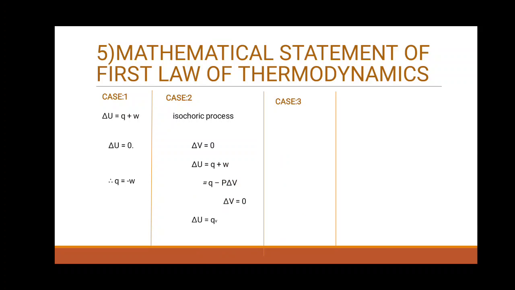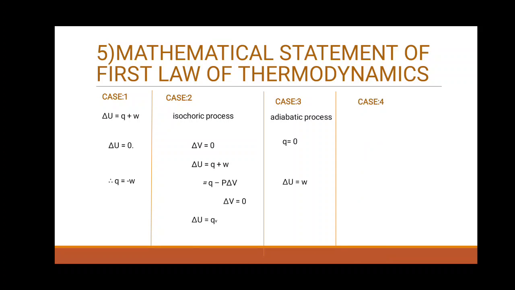Next, case 3. In case 3, adiabatic process. Adiabatic process means what? Q equal to 0. Now, after substitution in the first law of thermodynamics, del U equal to Q plus W, Q equal to 0, del U equal to W.